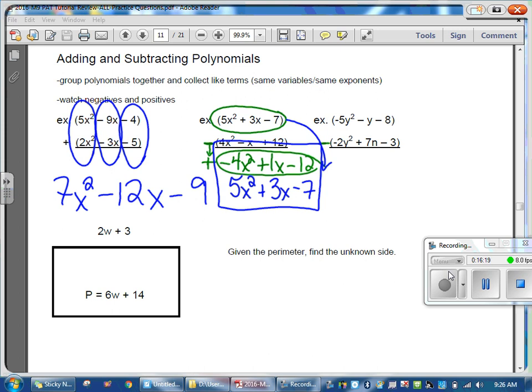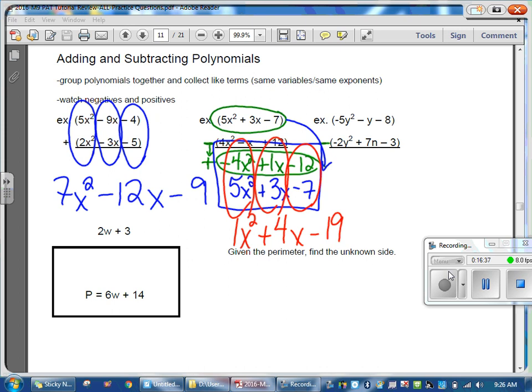And now we add top to bottom again. That's going to give us a positive 1x squared. That's going to give us a positive 4x. And this is going to give us a negative 19. Okay? Draw the second one yourself. Push pause down, play when you're ready.